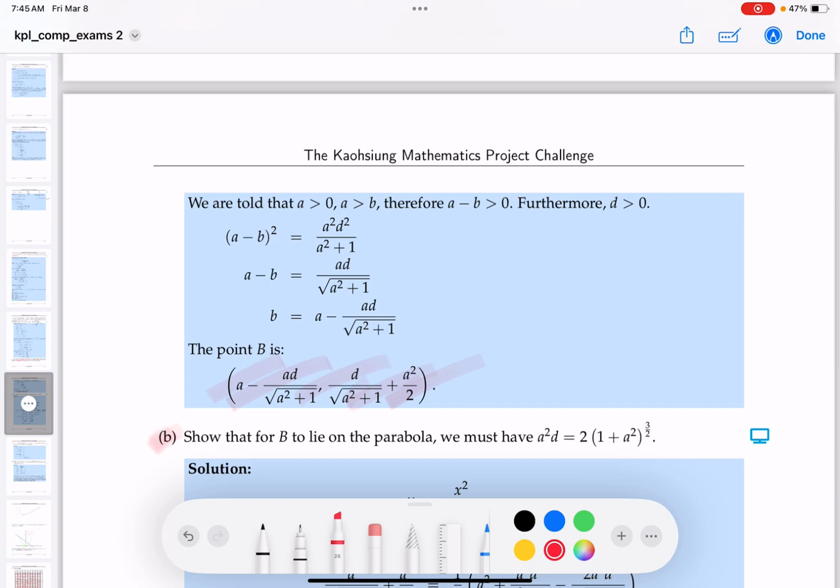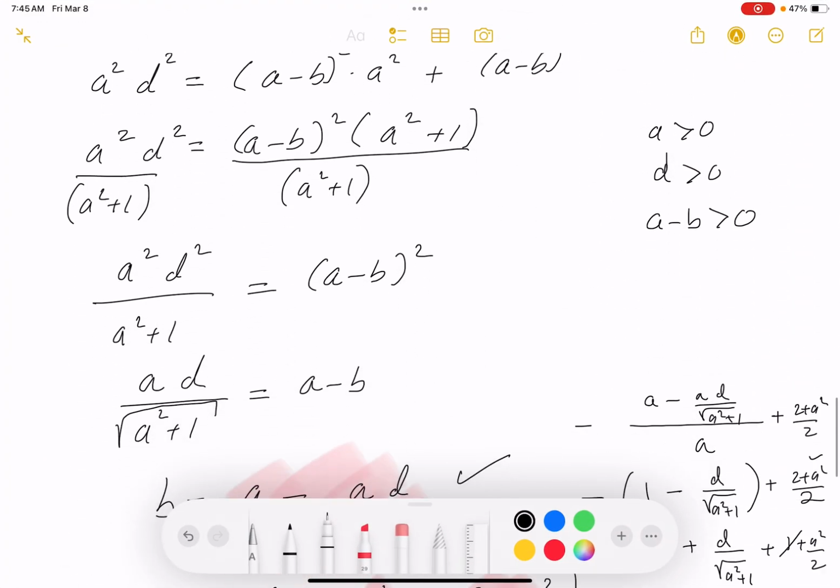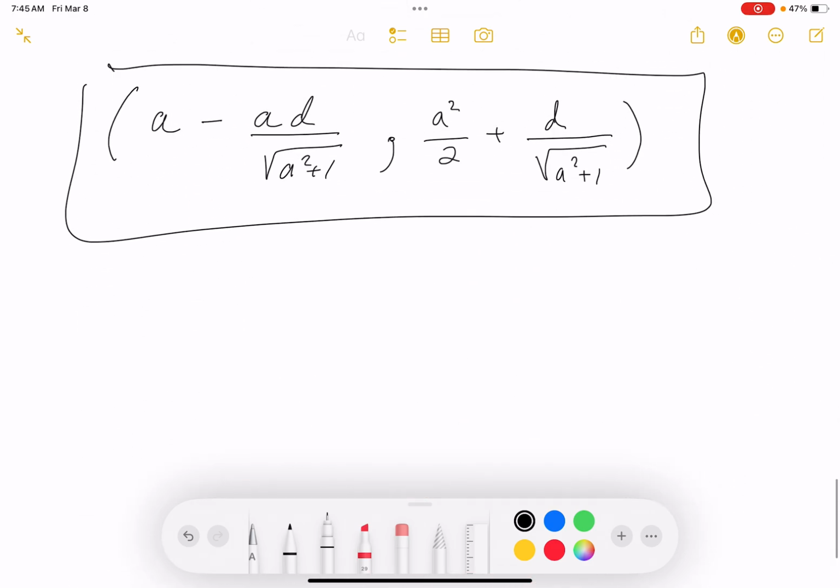Now, again, it's something interesting. Where's this thing leading to? I'm not sure at this point, but now they're asking me to show that B, if it's going to be on the parabola, must have this relationship hold. All right? So what I want to do is go back to the whiteboard and see if I can do that. And again, I don't have the question in front of me.